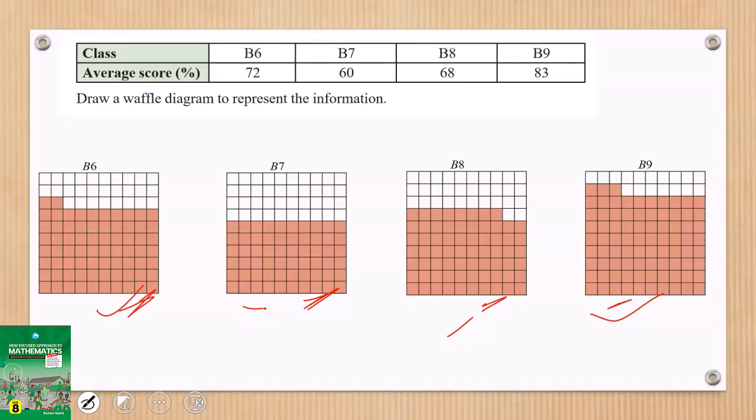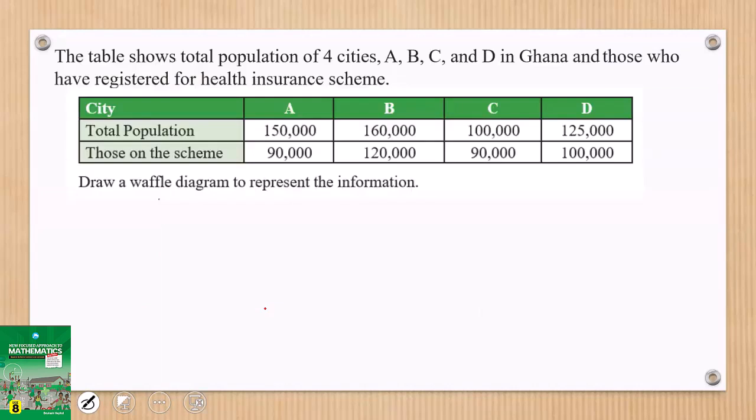All right. Let's take another example and see. This time I want a question whereby we have to calculate the percentage ourselves. For example, look at this question. The table shows the population of 4 cities, city A, city B, city C, and D in Ghana, and those who have registered for the health insurance scheme. So we have the first column representing city A. The total population is 150,000. That means 150,000 people are living in the city. And out of the 150,000, 90,000 of them have registered for the insurance scheme. City B, there are 160,000 in all. Only 120,000 have registered. City C and D have been given. So the question is, which of the cities has the highest number of individuals who have registered for the health insurance scheme?